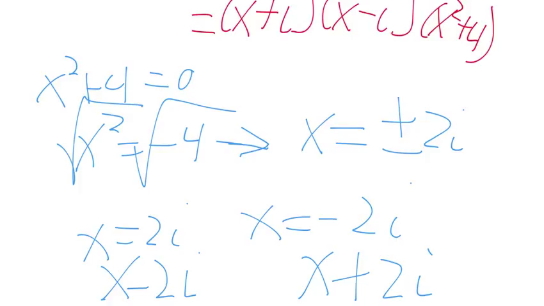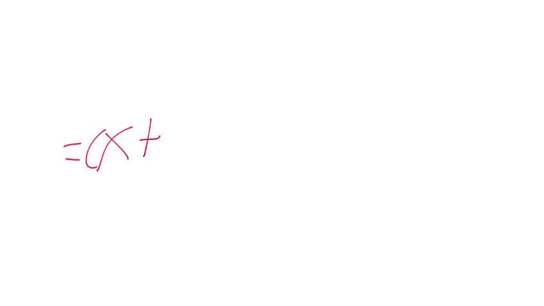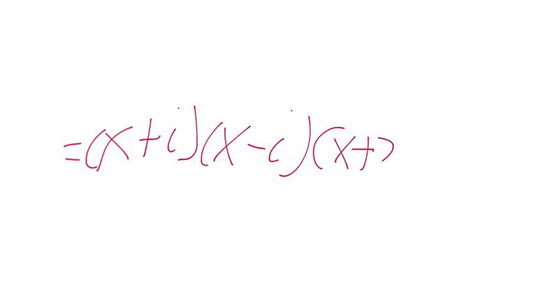So, if we want to rewrite our factors in red up here at the top, that would give us x plus i times x minus i times x plus 2i times x minus 2i.